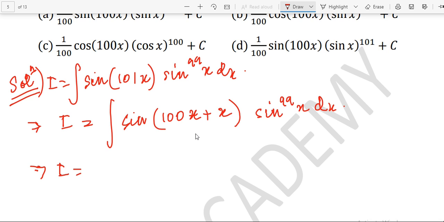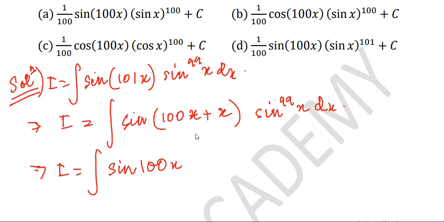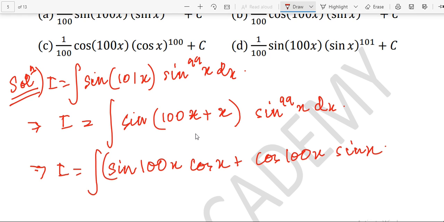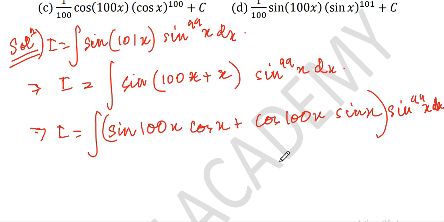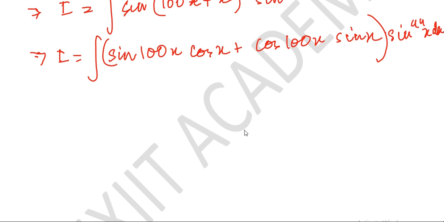Let me show you once again. What we can do is break this into sine of a plus b. Sine of a plus b is sine a cos b plus cos a sine b, multiplied by sine to the power 99 of x dx. So what we can say from here is that I is the integral of sine of 100x.